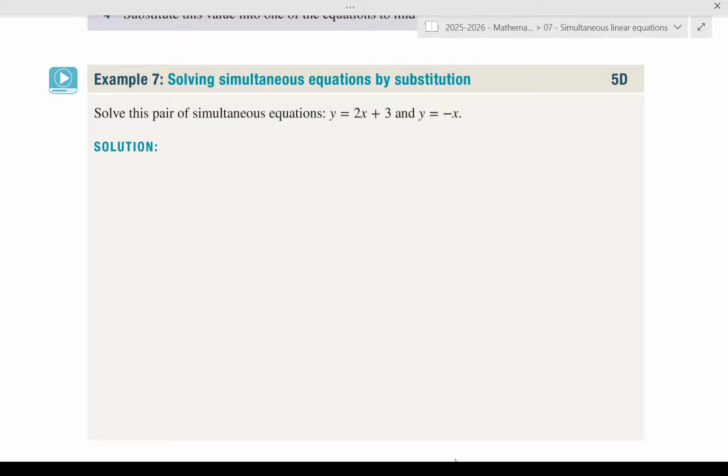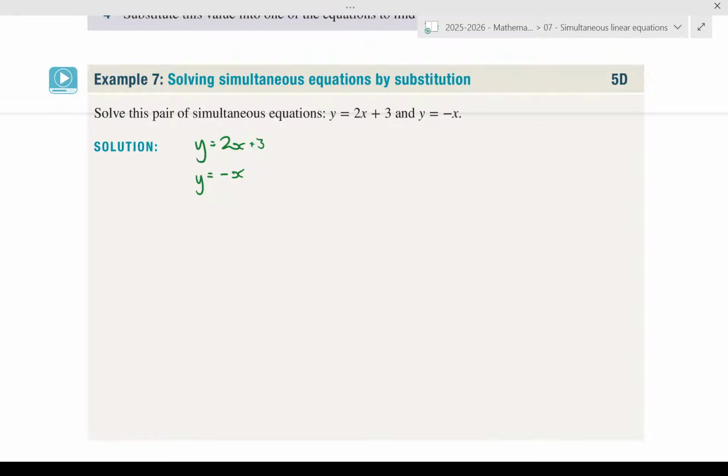Now, this can be both easier and more difficult, depending on how you feel about algebra. But we're going to go through this, and I think you'll find that it's much easier than having to draw the graphs. So what we've got is two equations. We've got y equals 2x plus 3, and we've got y equals minus x. You'll notice that I've rewritten them underneath each other.